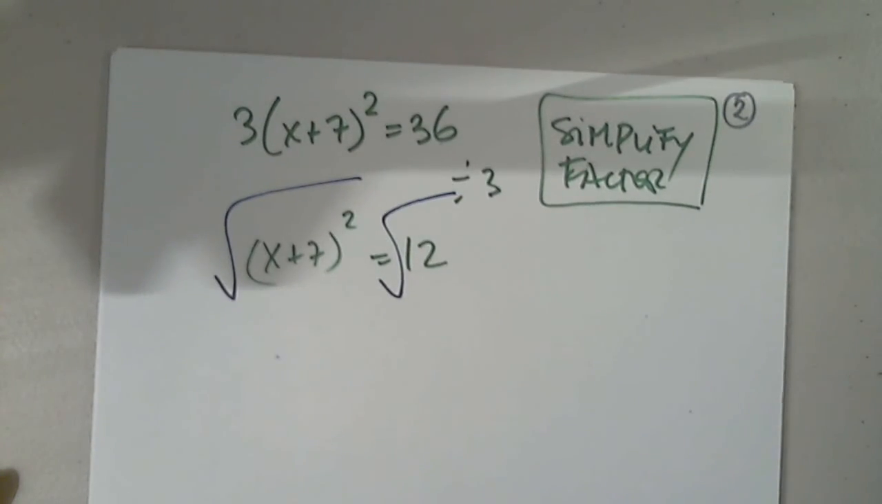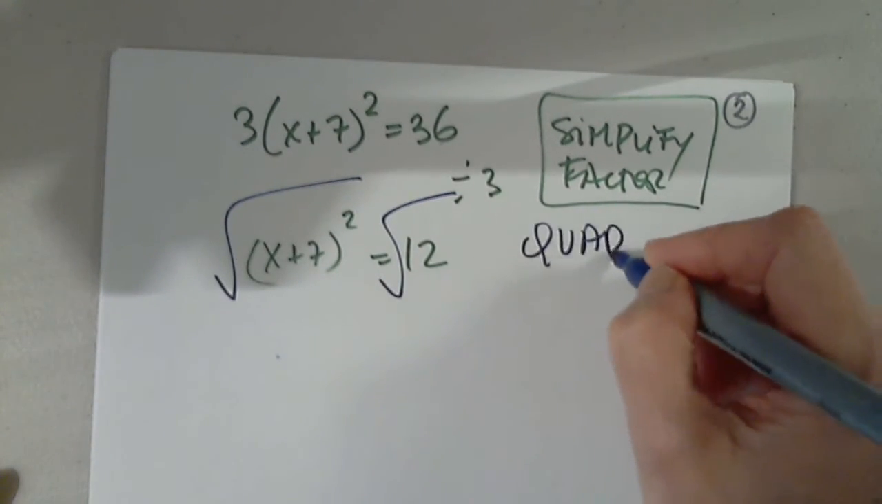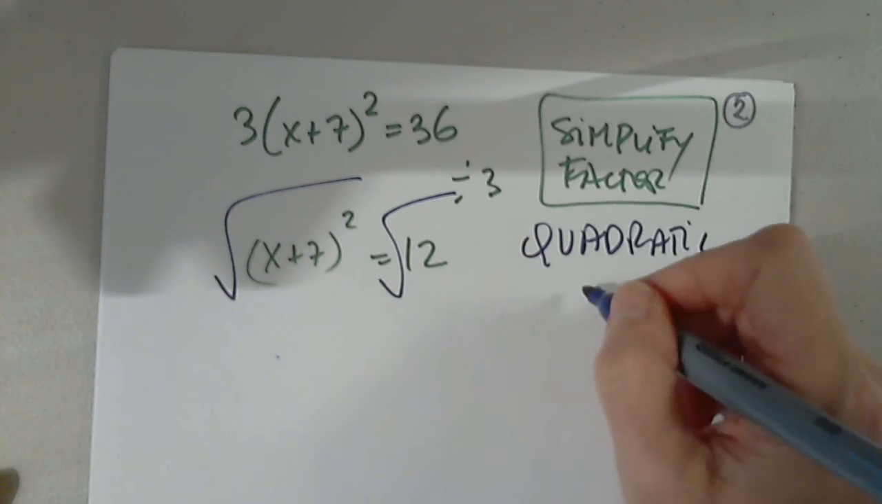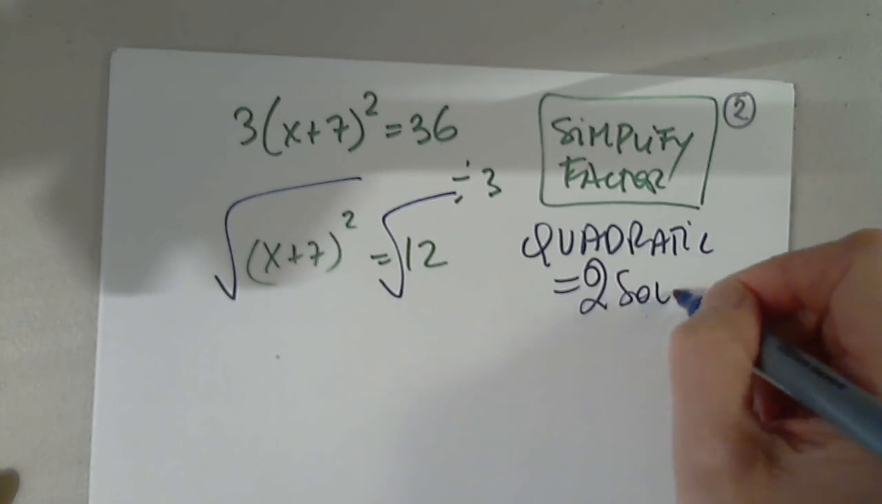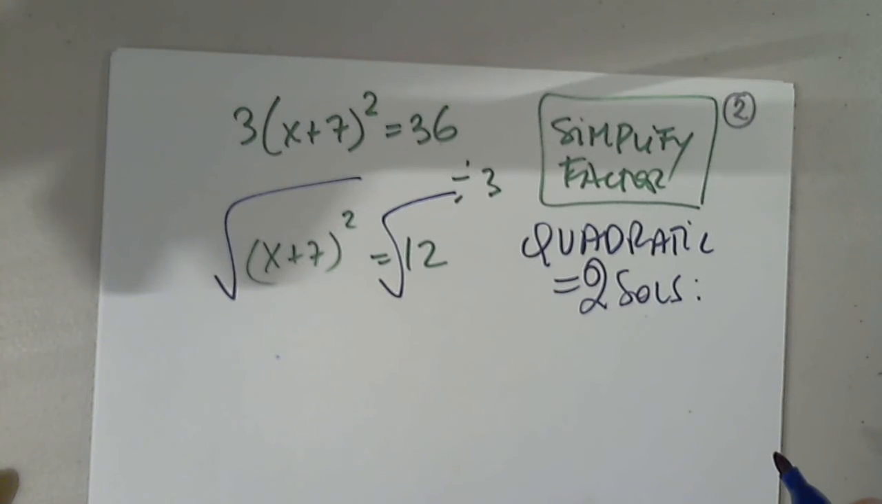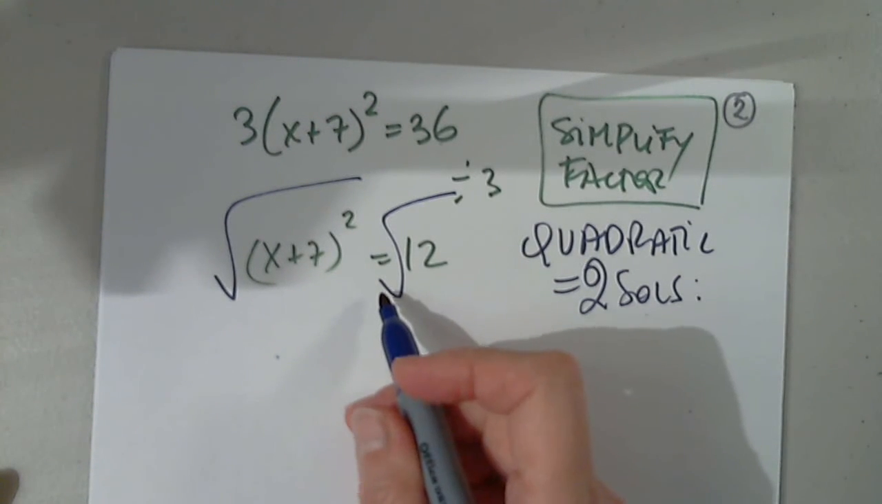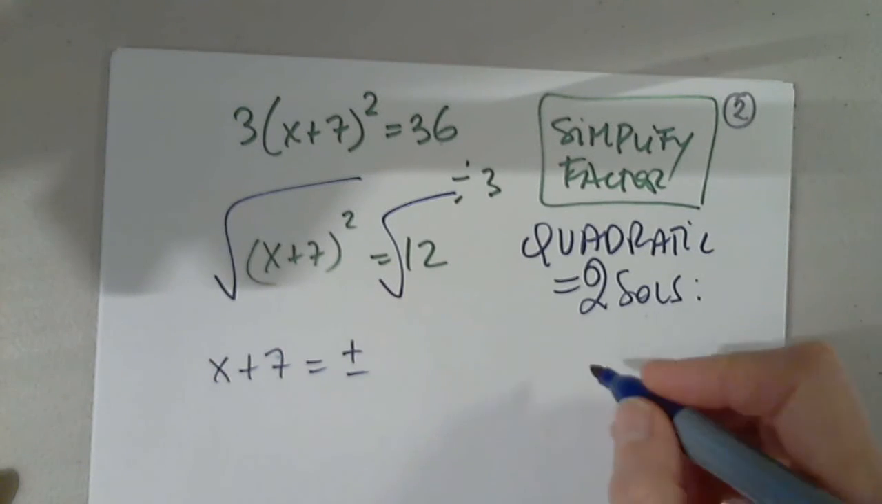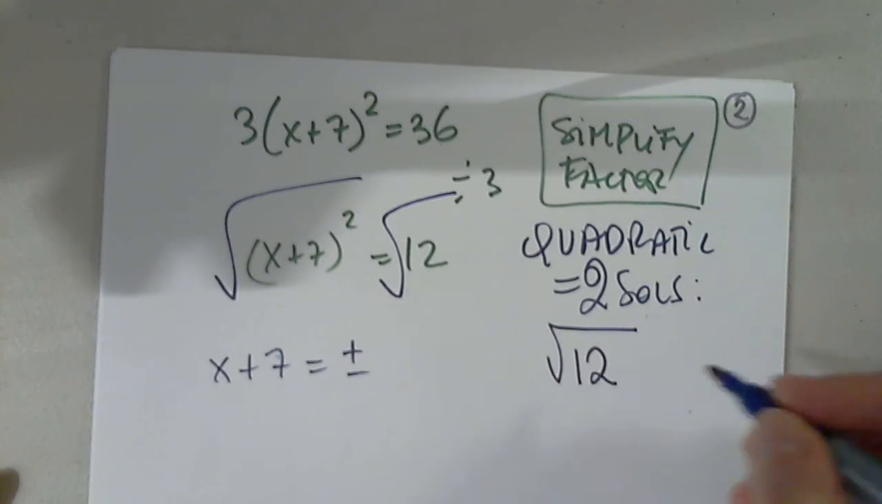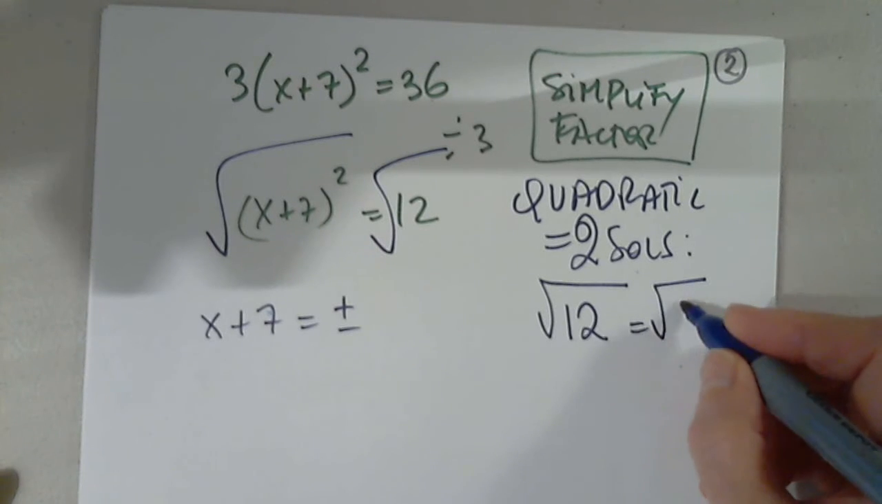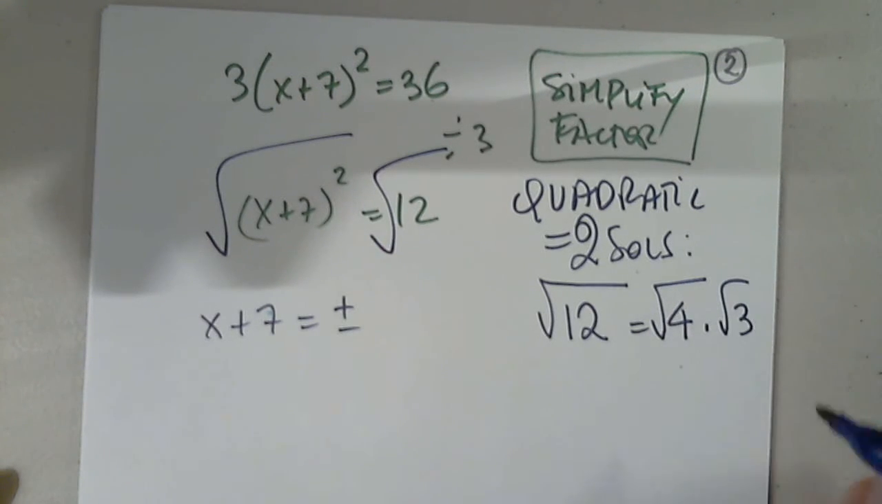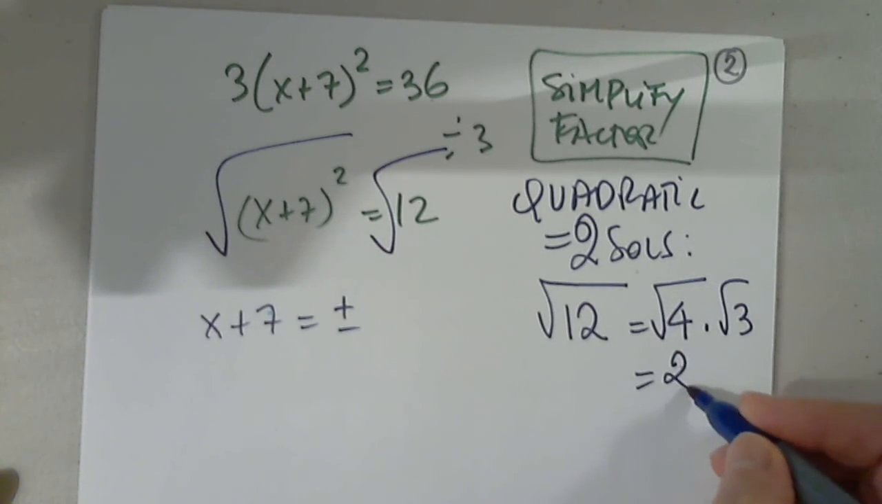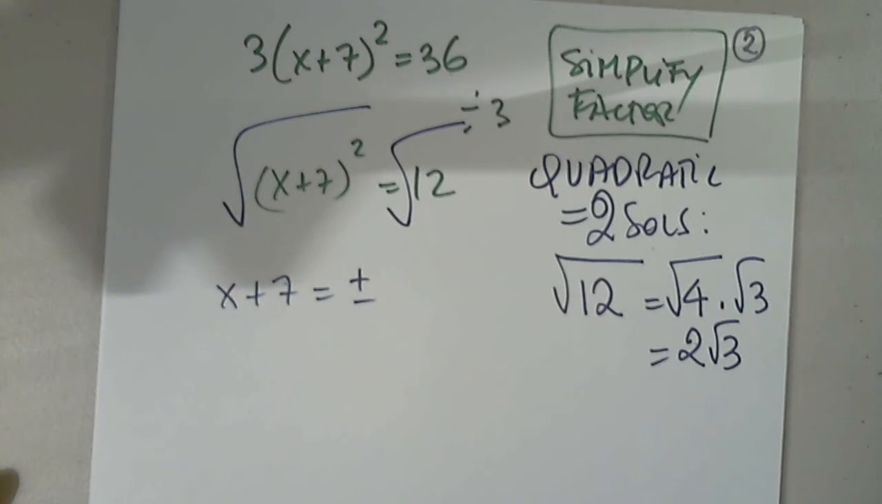I apply the square root. I know that this is quadratic. Quadratic means 2 solutions. If I forget that, I may forget to put plus or minus in front. So x plus 7 equals plus or minus. On the side, let's talk about the square root of 12, which is the square root of 4 times the square root of 3. That's why it becomes 2 the square root of 3.